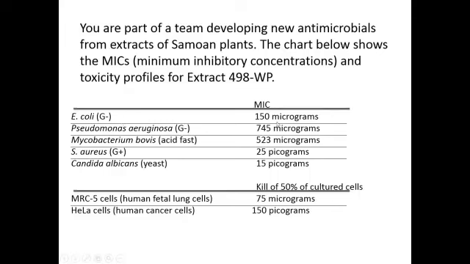So, for E. coli, it's 150. That's twice the toxicity level. So, we wouldn't look at it for E. coli. Nor would we look at it for Pseudomonas, so the gram negatives are out. This one's out. The acid fast is out. But here we have 25 picograms for gram-positive and 15 picograms, so it did even better on the Candida. And then we have 150 picograms for the cancer.